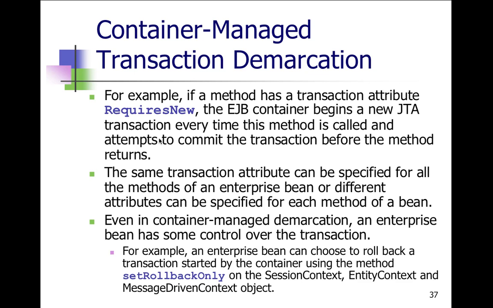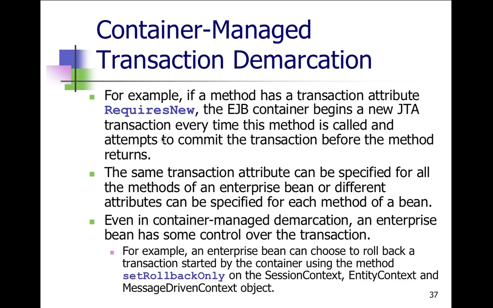So for example, if a method has a transaction attribute that says requires new, the enterprise Java bean container begins a new JTA transaction every time the method is called and attempts to commit the transaction before the method returns, because it requires a new one. So as an attribute, it creates a new transaction object.